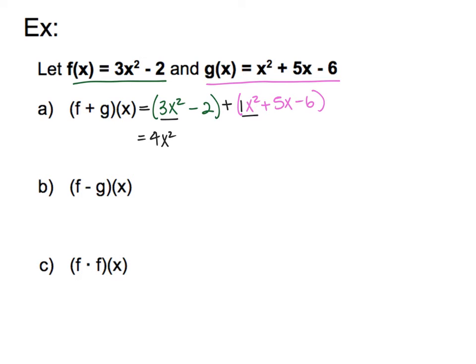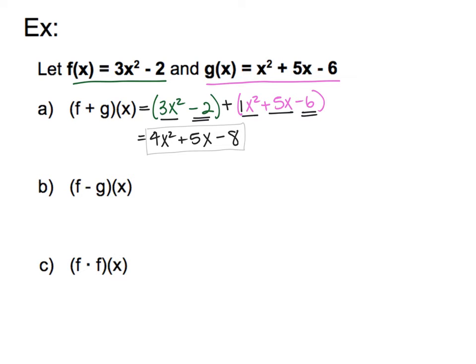Then I can add, well, oh, actually, 5x doesn't have a buddy to add with, so I'm going to bring that down as it is, so 5x. And then the 2's are both, so this negative 2 is a constant, this negative 6 is a constant as well. So if I add negative 2 with negative 6, I get negative 8. And looking at these three terms, they're all different. So this is my final answer.